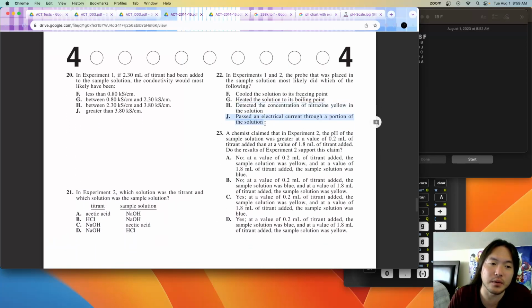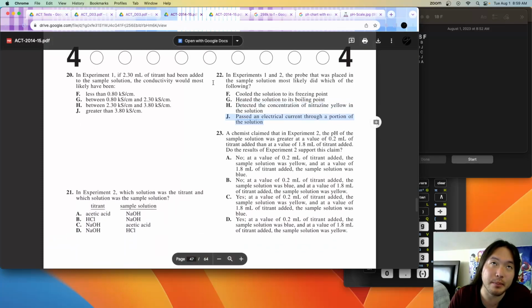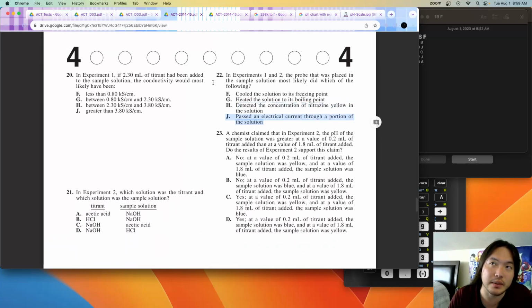Yeah, J is definitely the only sensible answer in my mind. Yeah, we have a probe that measures the conductivity. Well, how are you going to do that? Well, how about you run some electricity through it and see what happens, right? So definitely that's a very sensible probe.